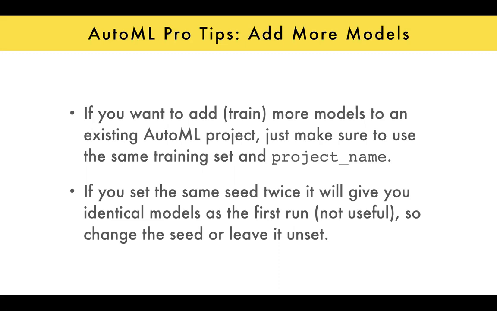You just have to use this argument called project name, and then make sure that you set it the same each time. And then you can train 20 models, and maybe you're satisfied but you think it can do better, train for another 20 models, etc.